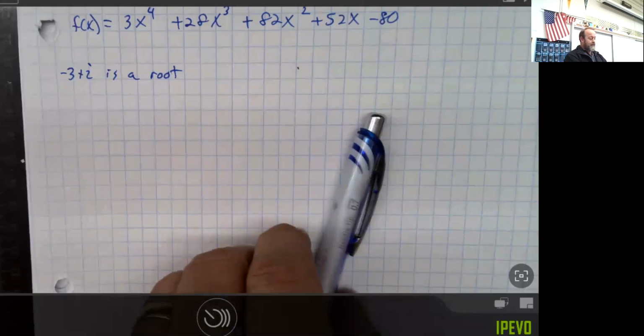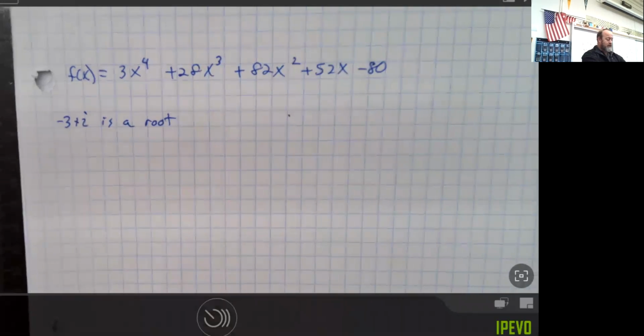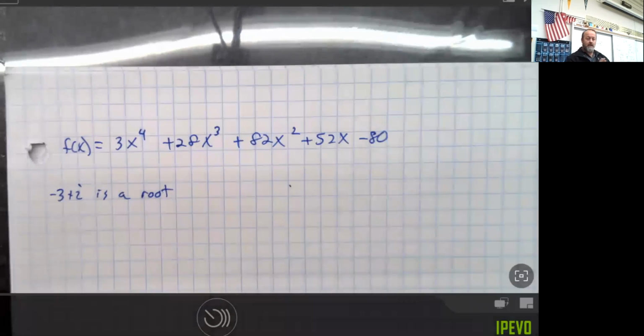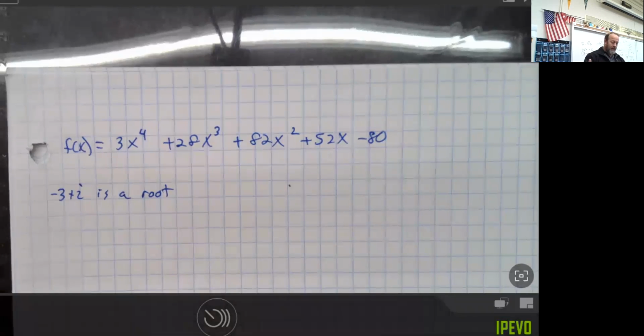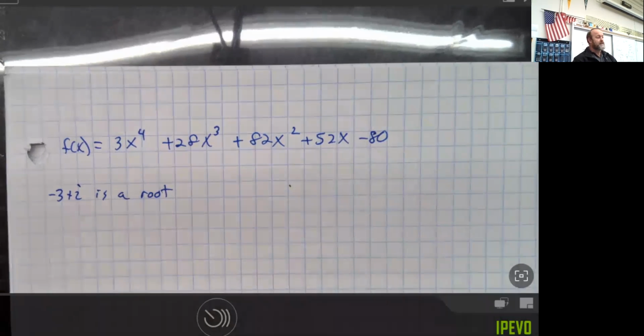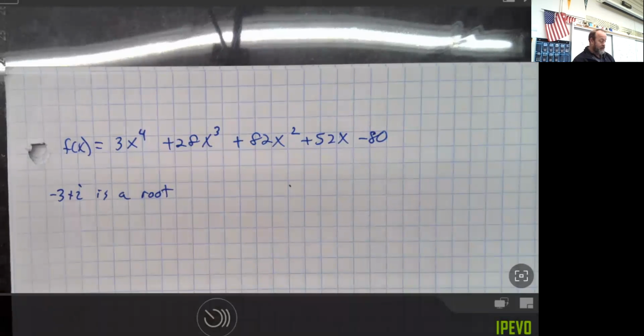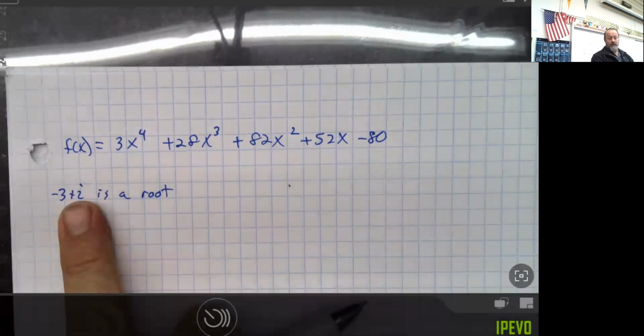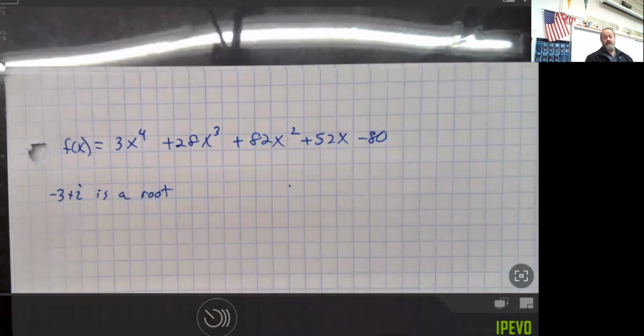I've got this nice little polynomial. It's 3x to the fourth, 28x cubed, you've got it all there. You'll notice x to the fourth, third, second, first, constant. There are no missing coefficients. I almost wish there was a missing coefficient, but it's all good. And I gave you a little note down here that -3 plus i is one of the roots, and we're going to find all of the remaining roots, whatever they happen to be.